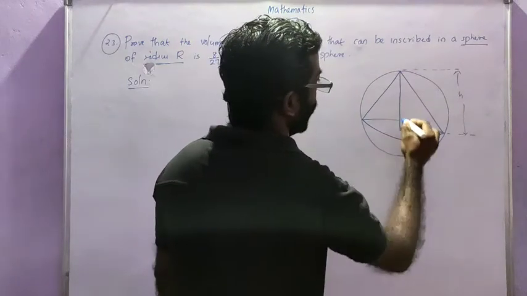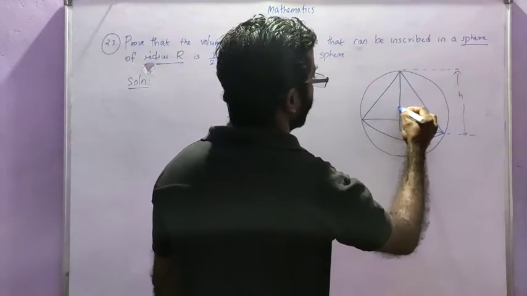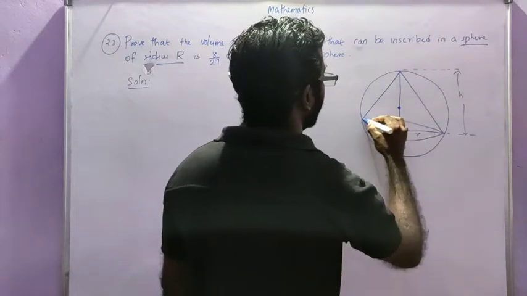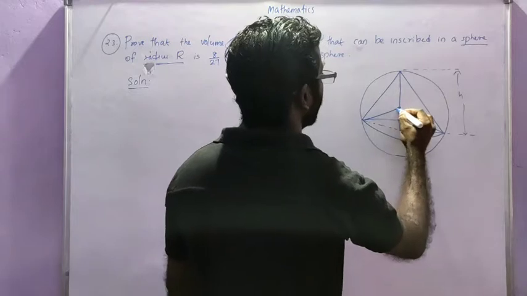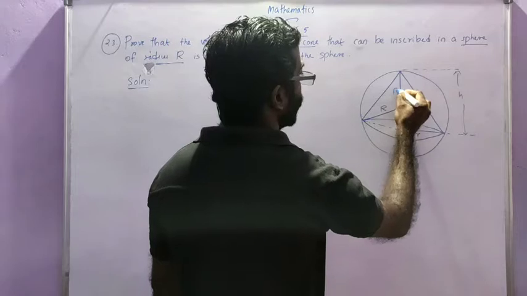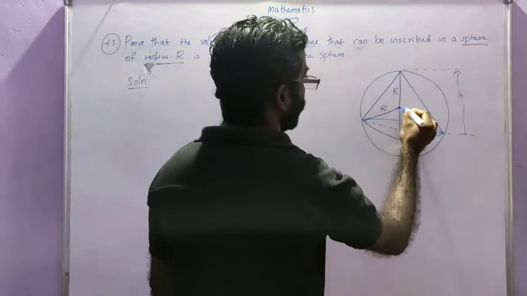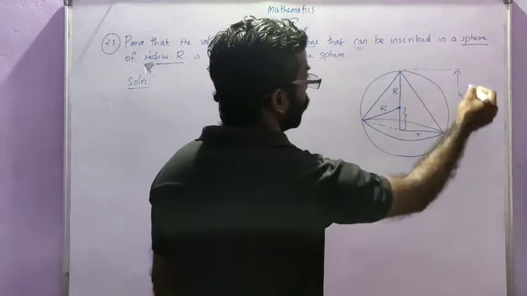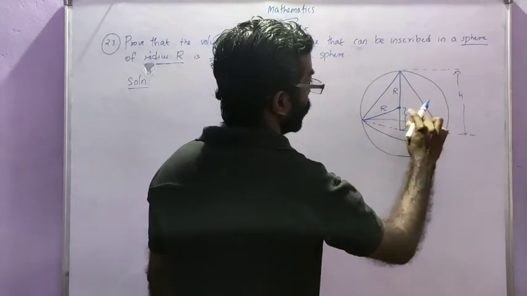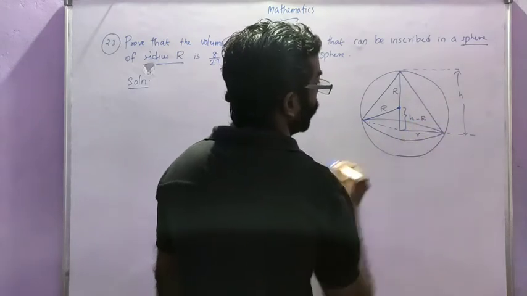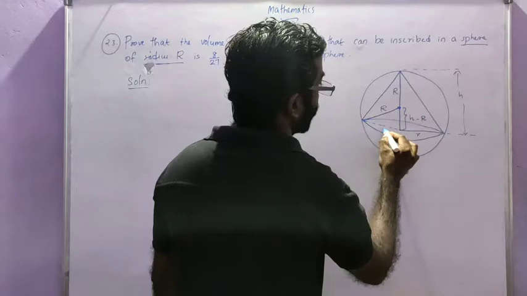And take the radius of the sphere as capital R. It is given. Okay, this much distance is R. Here also R. This total length is the height of the cone. So this much distance will be h minus capital R. Here also we can mark small letter r.